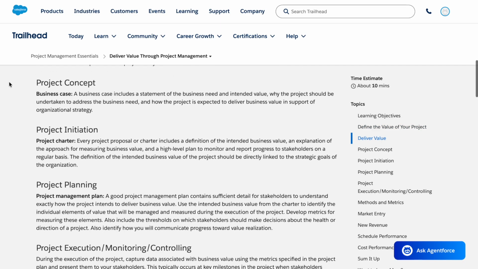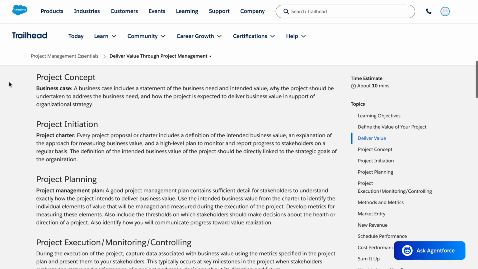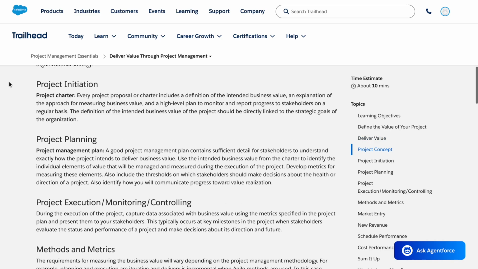Project concept. Business case. A business case includes a statement of the business need and intended value, why the project should be undertaken to address the business need, and how the project is expected to deliver business value in support of organizational strategy.